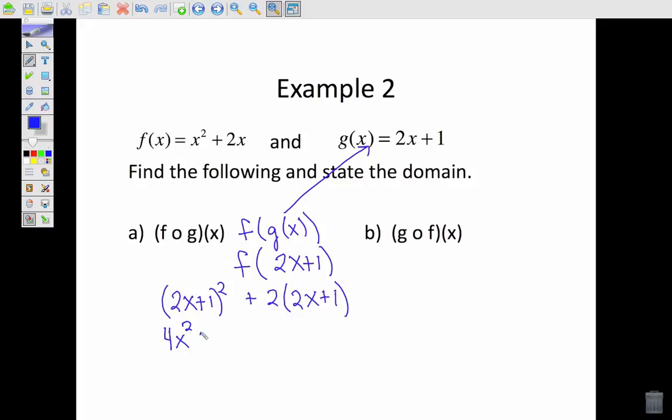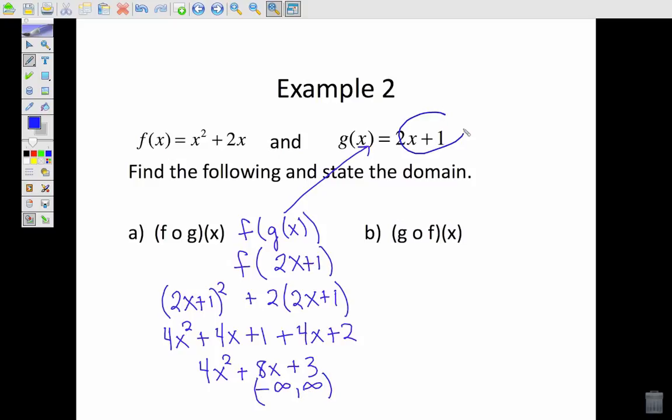You're going to FOIL this. That becomes 4x squared, 2x twice, so that would be plus 4x in the middle, and 1 squared is 1. We're going to distribute the 2: plus 4x plus 2. Combine my like terms: 4x squared plus 8x plus 3. So this is my final answer. The domain of the composition would be from negative infinity to positive infinity, because the domain of g is all reals. Even after I substitute it, we still have another polynomial that's all reals.